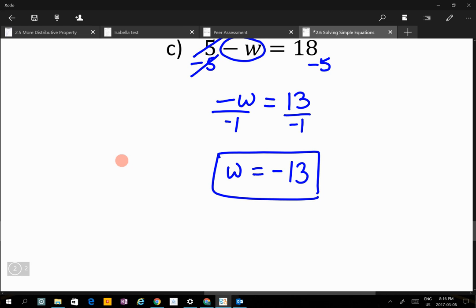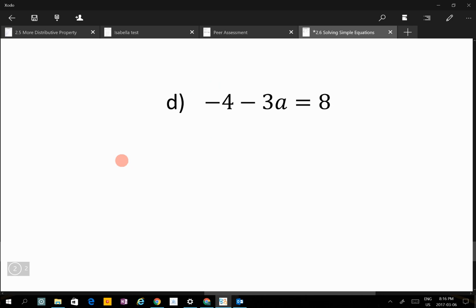This is the same thing as saying, if I put this back up in here, it would be like negative of negative 13 equals positive 13. That's all it says. Okay, and my last one here, negative 4 minus 3a equals 8.